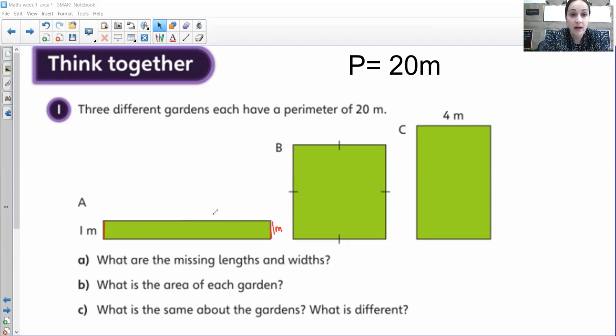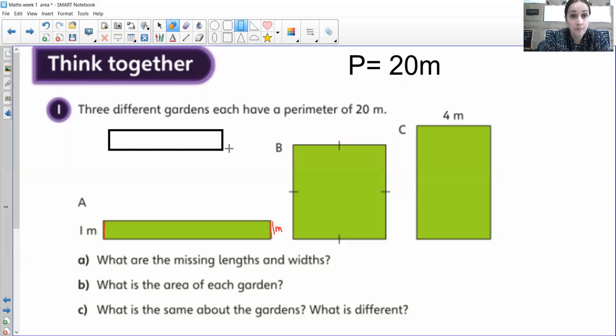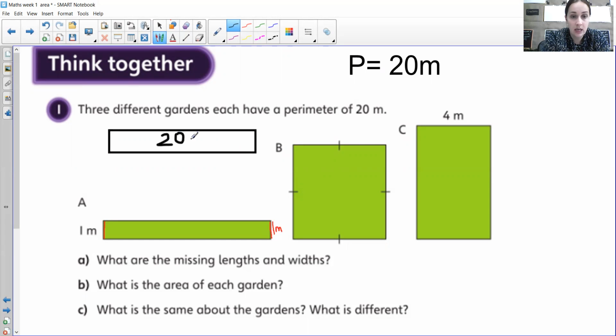So if I thought about this, you might want to use a bar diagram to help you work this out as well. The whole garden has got a perimeter of 20 meters. I know 2 little parts of it. Okay, I know one part is 1 meter, and I know another part is 1 meter. Sorry, this isn't the most accurate of diagrams. And I now need to work out the missing part. I now need to work out this line and this line.